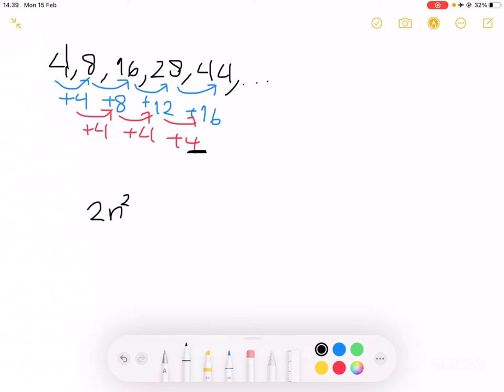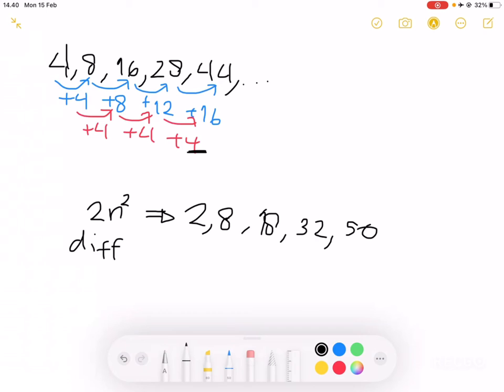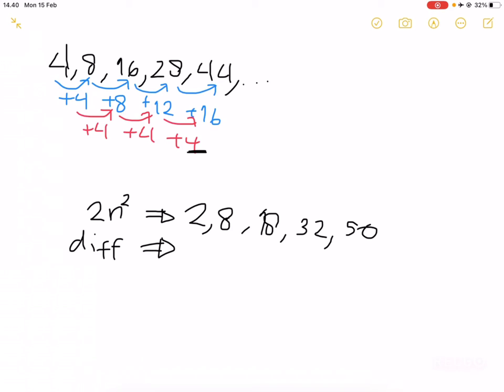And from here we can just write the first couple of terms of this sequence with the formula of 2n squared. So those terms will be 2, 8, 18, 32, and 50. And then compare each term of this sequence with the original sequence, and then find out the differences.